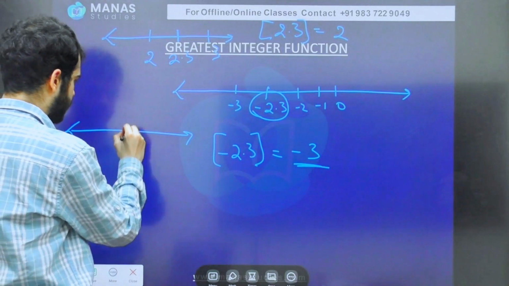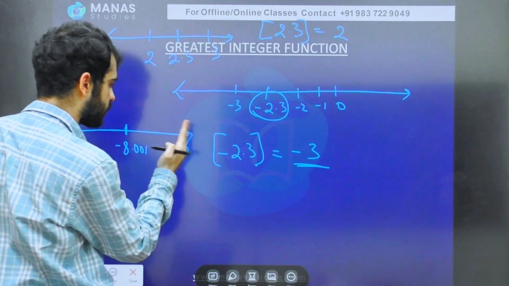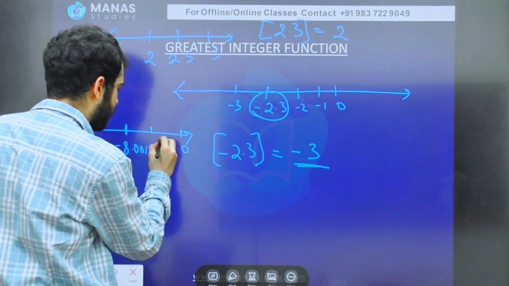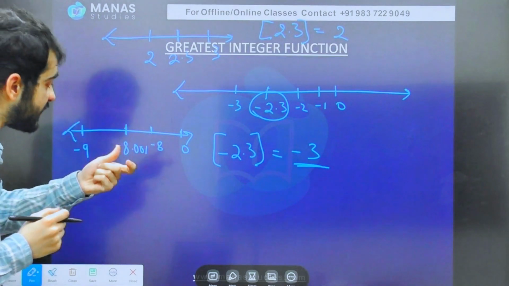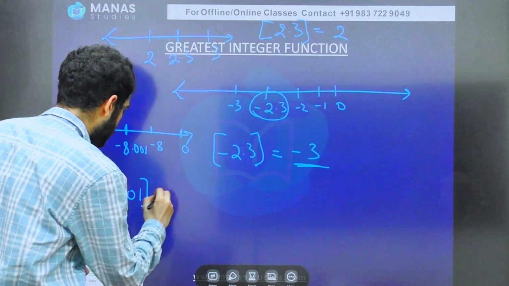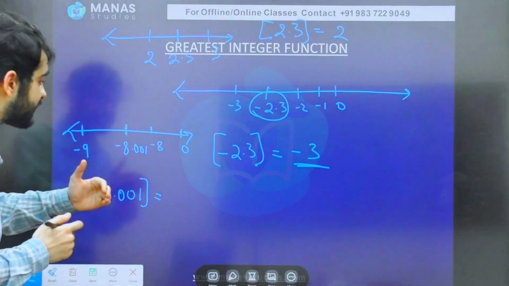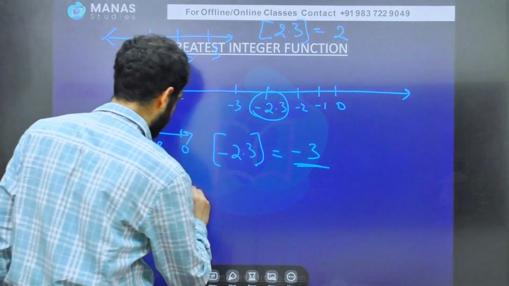If the point is minus 8.001, we know 0 is over here, minus 1, minus 2, minus 3. I'm going to have minus 8 over here, then I'm going to have minus 9 over here. So now the greatest integer function when applied on minus 8.001, this indicates the greatest integer, that is the integer on the left hand side up till this point. So it is going to be minus 9.